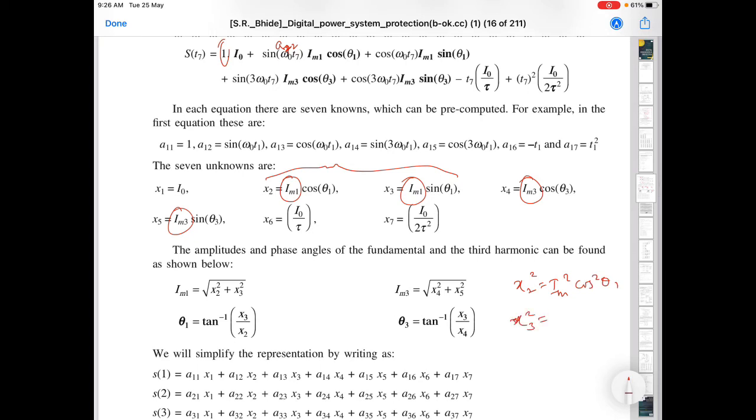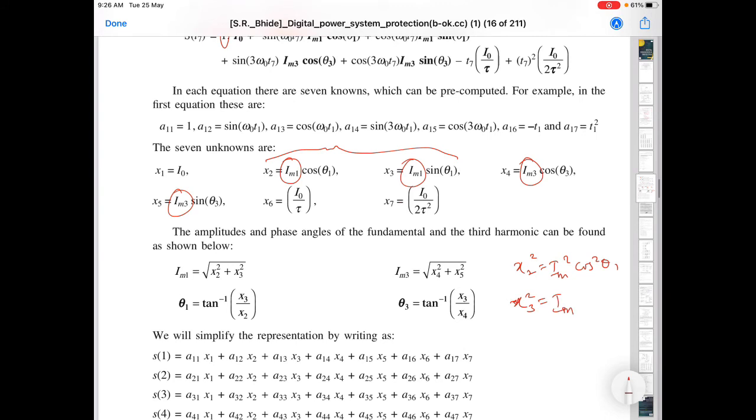x3 square, you simply square and add IM1 square sin square theta 1. Correct? If you square this, IM1 square sin square theta 1. So add this. If you add this, sin square plus cos square is 1. If you add both the equations, IM1 square is the common term, and cos square plus sin square is 1, and this is x2 square plus x3 square.